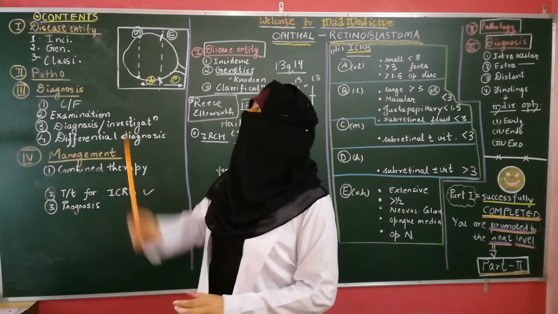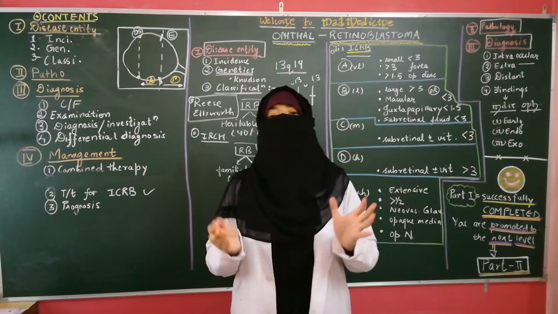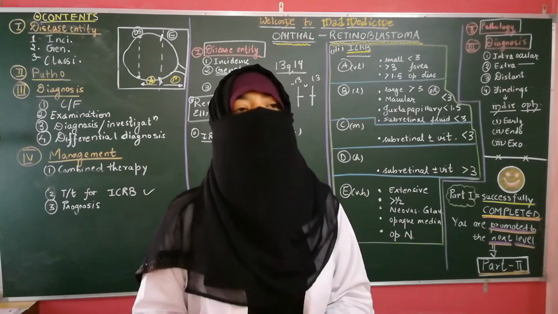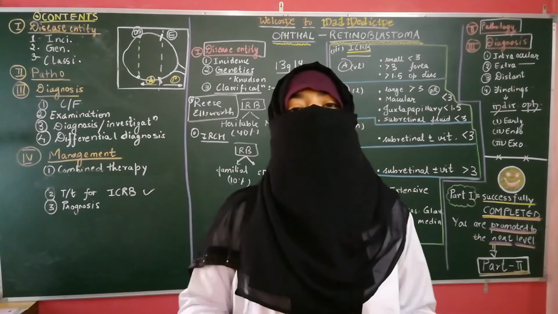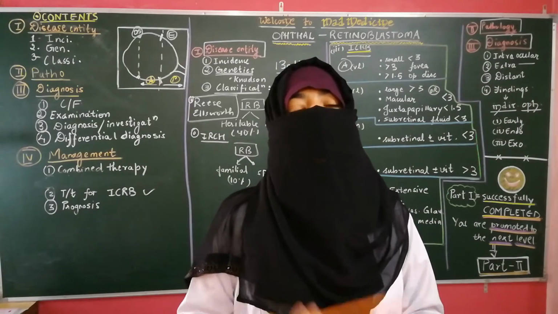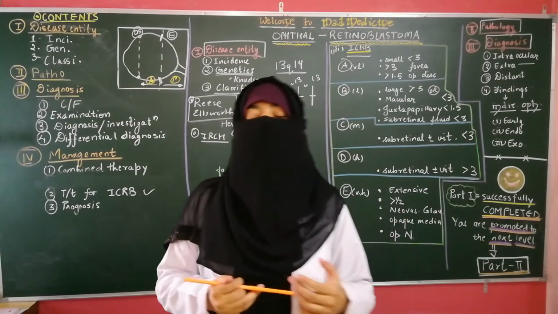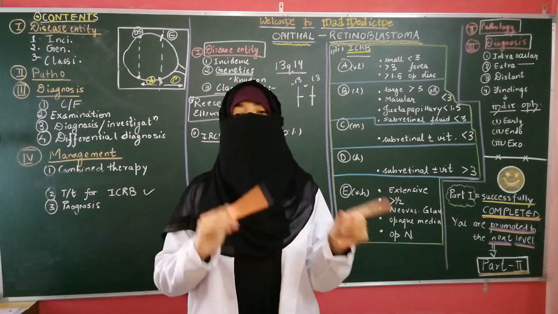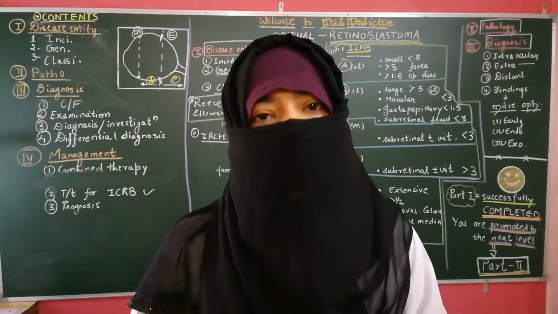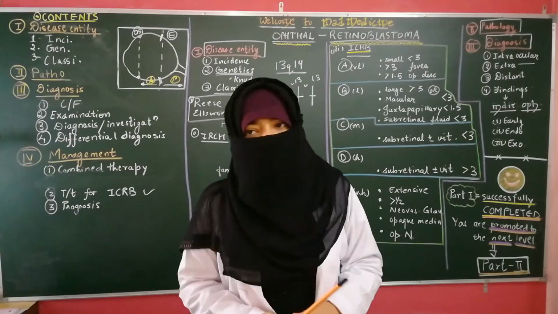So starting with the disease entity, the first thing is the incidence of the disease. So this disease typically occurs in children of age less than 2 years. It occurs in 1 in 20,000 live births. Usually Caucasians are affected more, and this disease usually occurs unilateral, but in 25% of the cases they may be bilateral. Okay, so that was about the incidence of the disease.